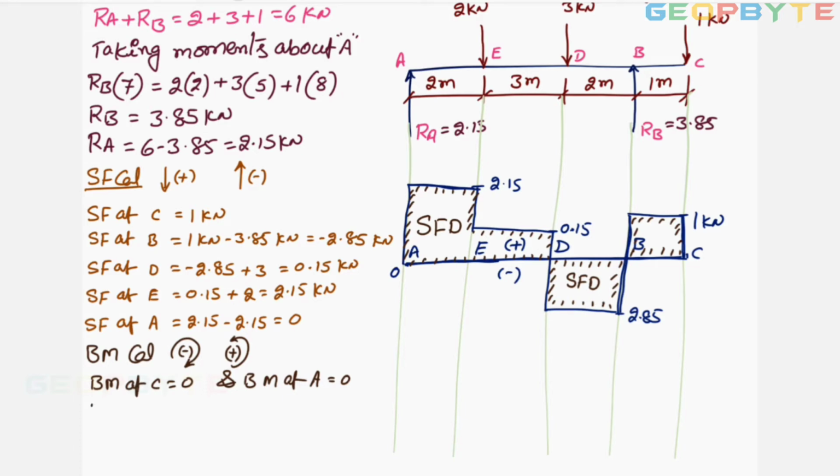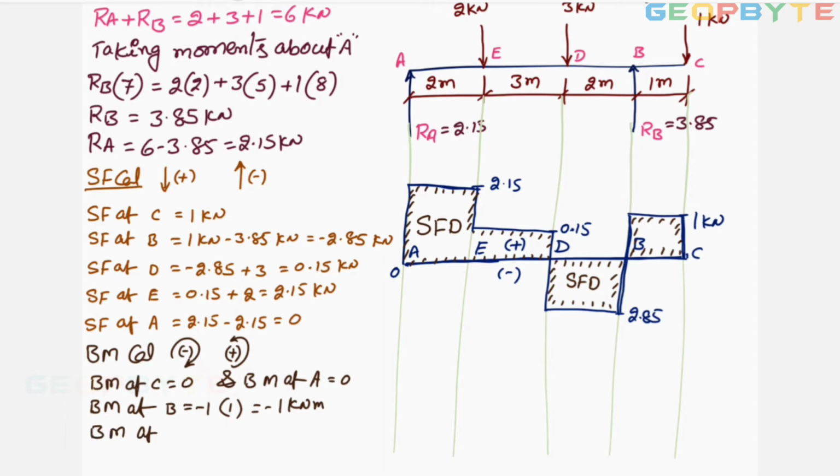Next, come to the BM value at B. You just count how many loads are there. Before B, only 1 kilonewton load is there, that is developing the clockwise moment. Minus 1 into 1 equal to minus 1 kilonewton meter.